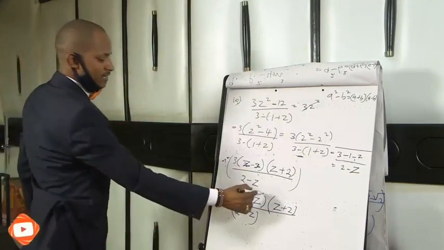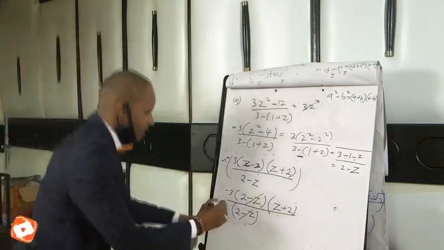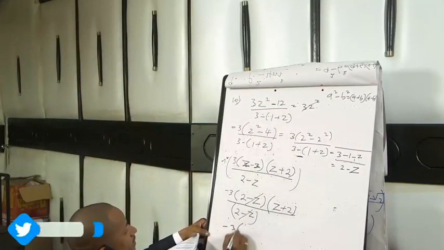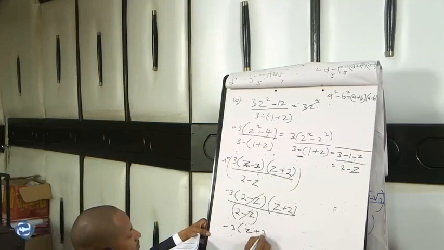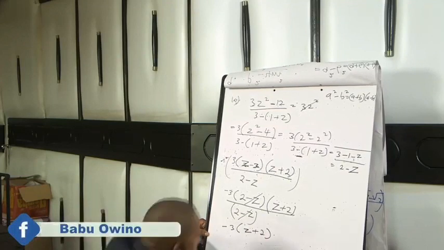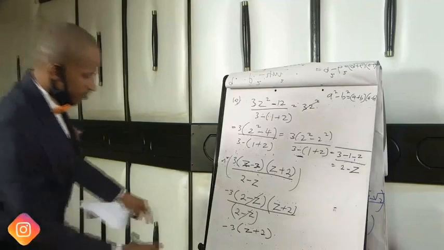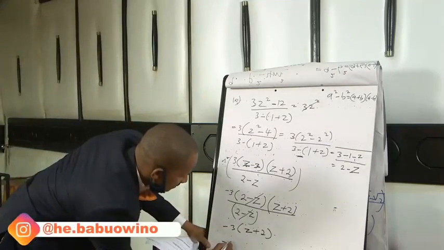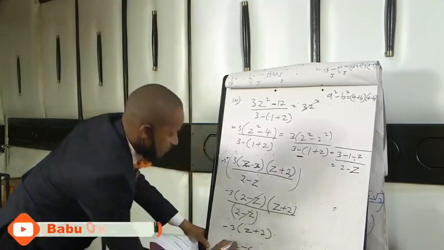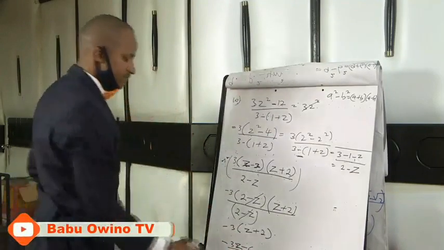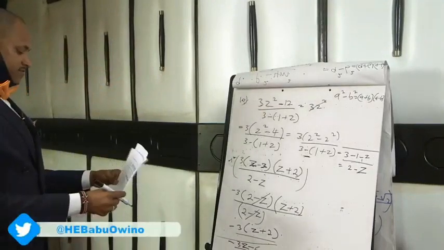So we can clearly cancel 2 minus z and 2 minus z. What do you remain with? Minus 3 into z plus 2. So when you expand this, you will have minus 3z minus 6. But you can just leave it in this form. That is the answer for this.